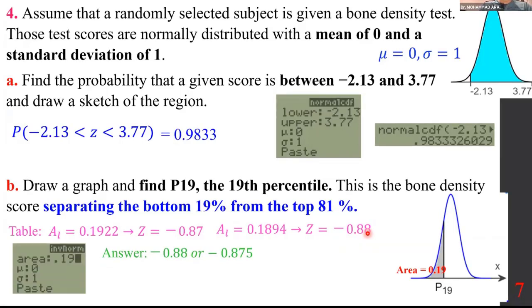If you go with the technology, you put the inverse norm with the area of 0.19, mu 0, sigma is 1. And there you have it. The answer is negative 0.87789. As I mentioned, it's closer to negative 0.88. Fairly straightforward.